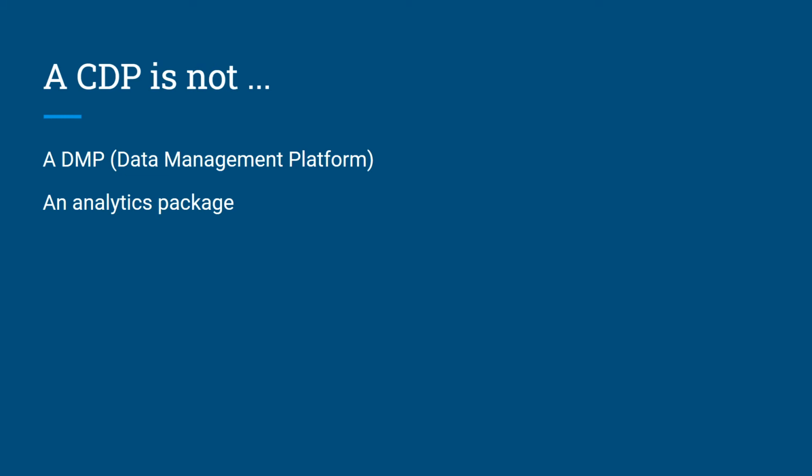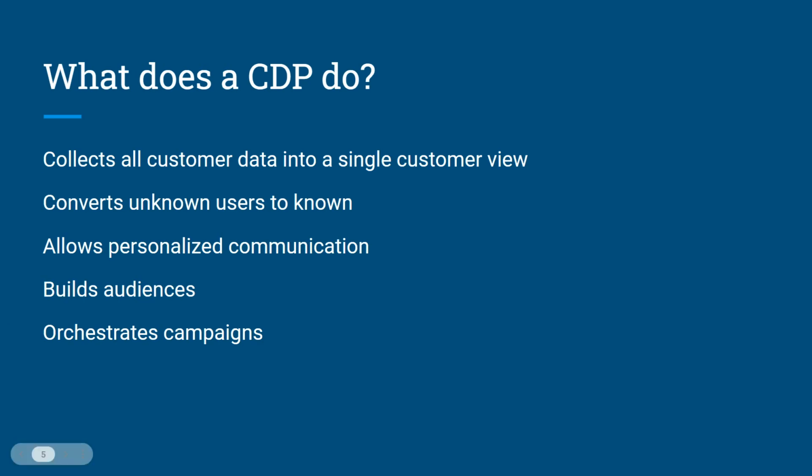And while a CDP can collect information on what web pages people view, it's not primarily an analytics package. Some CDPs have built-in analytics, but often a CDP writes to and reads from an external analytics package. In summary, a CDP allows you to collect all your customer information into a single customer view, and it allows you to convert unknown visitors to known visitors, which then allows you to create personalized communications with them. By looking at customer data, at customer behavior, you can build audiences based on shared attributes, and then you can orchestrate campaigns in other systems.